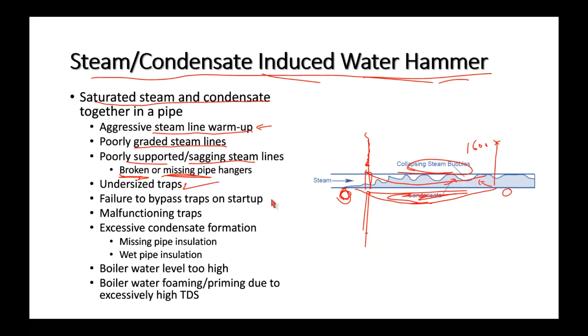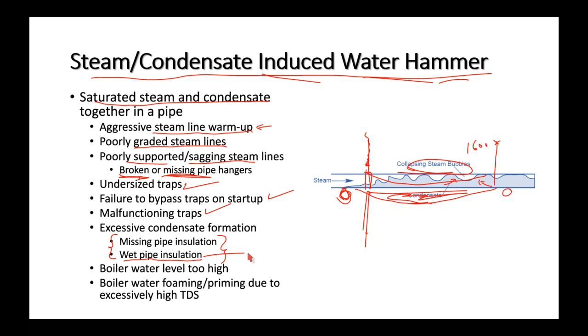Now, undersized traps is a no-brainer. Failure to open bypasses on startup, that's a no-brainer. Malfunctioning traps, if they fail closed, that's a no-brainer. Now, here are a couple of things that I do not believe are in your Pan Global. Maybe the bottom one here is wet pipe insulation.